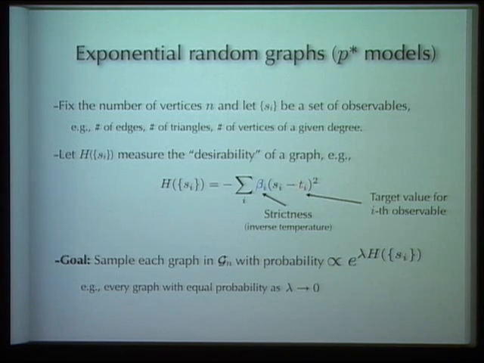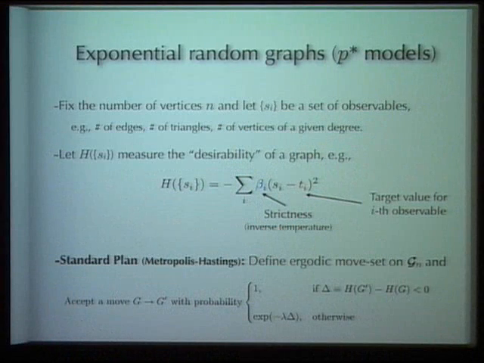So we would like to sample graphs from all graphs on n vertices with probability proportional to e to some global inverse temperature lambda that we have, how strict we are in our sampling, times the value of this Hamiltonian. Okay? So for example, if you make lambda very big, you can put all the measure on exactly the graphs you want. On the other hand, if you take lambda to be 0, all graphs get essentially the same probability. I don't think it gets much more elegant than this.